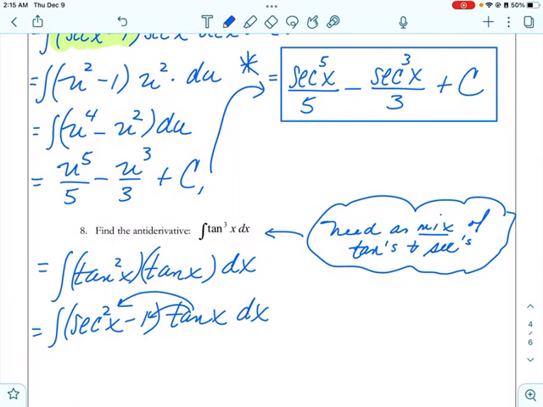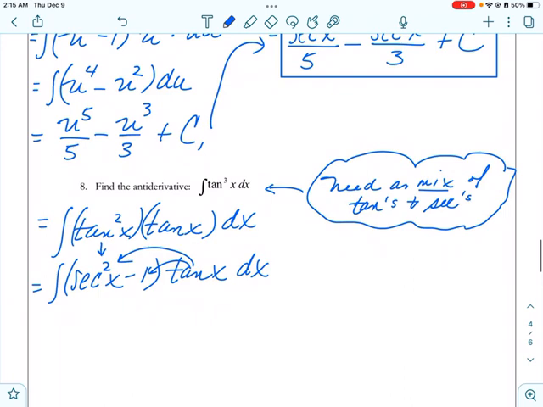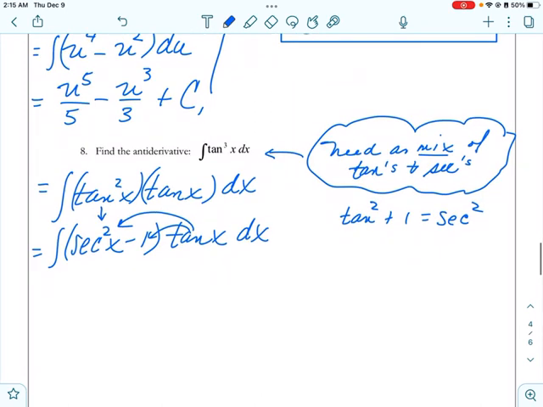So I look at this and I think, all right, I'm going to split the tangent cubed as tangent squared and tangent. And then I could take the secant squared minus 1 and replace the tangent squared, using the identity, because recall that tan squared plus 1 is equal to secant squared. Now I'm going to distribute the tangent. So then now I have the integral secant squared x tan x minus tan x dx.